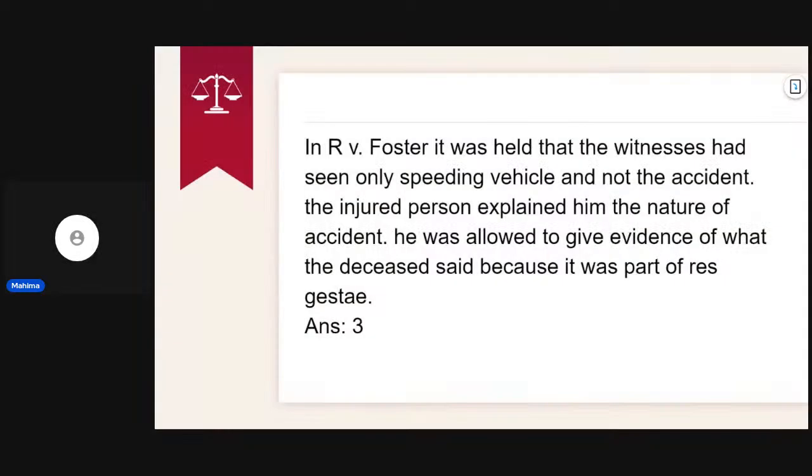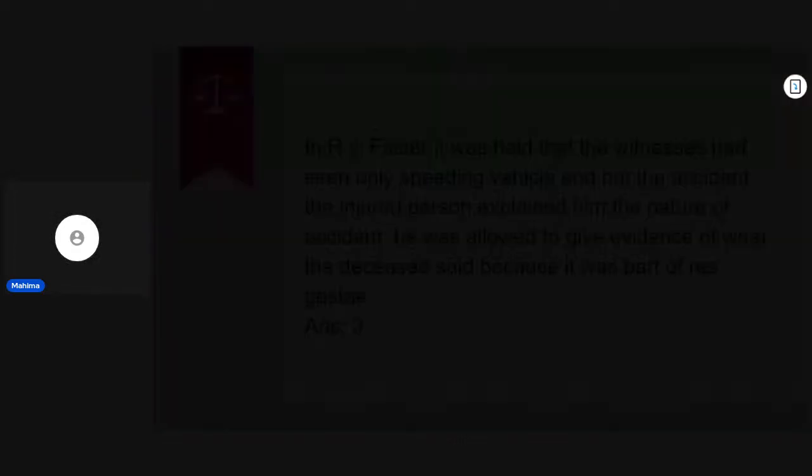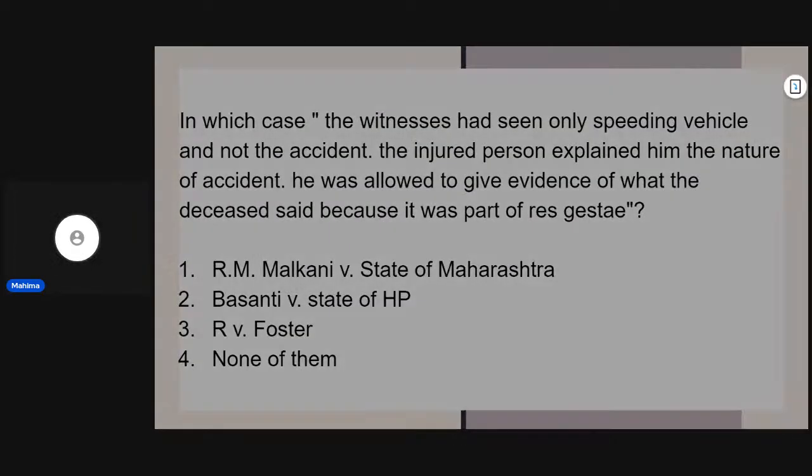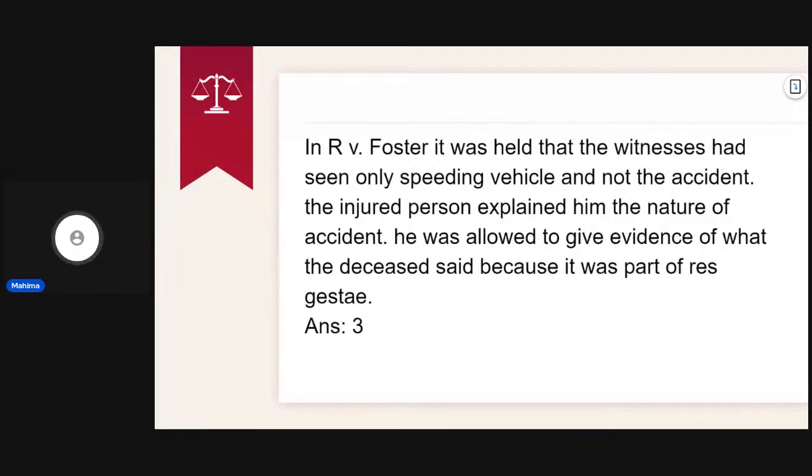Okay, it is R versus Foster, guys. It was a very relevant case in which these were the facts, where an accident happens, and it was held that the witness had seen only the speeding vehicle and not the accident. The injured person explained to him the nature of the accident. He was allowed to give evidence of what the deceased said, because it was a part of the same transaction.